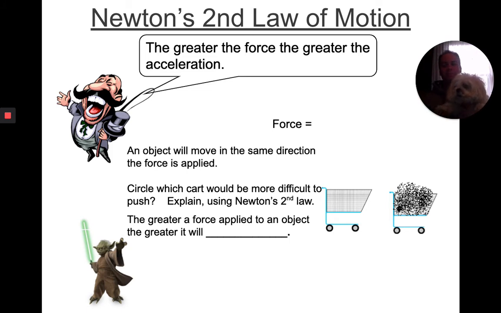So, Newton's second law of motion has an equation with it. It's pretty simple. Newton's second law says that an object will move in the same direction that the force is applied, and the acceleration of that object will depend upon its mass and the force that's applied. So, sort of just as common sense a little bit.